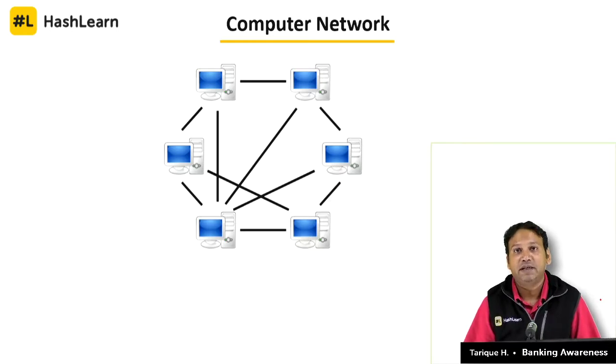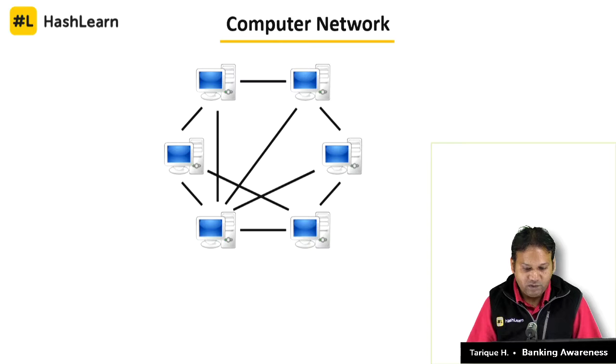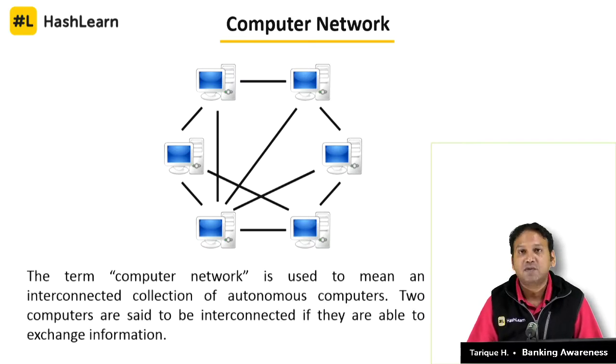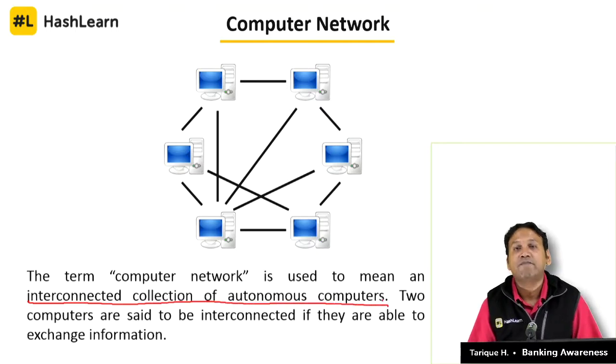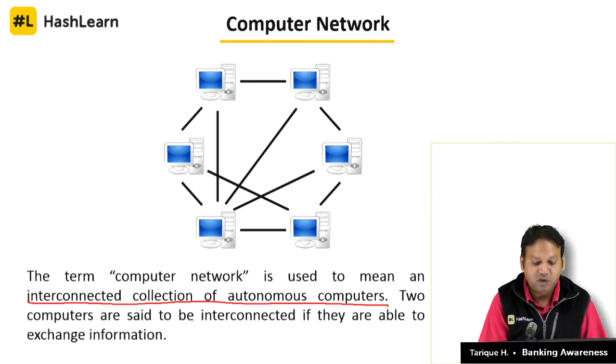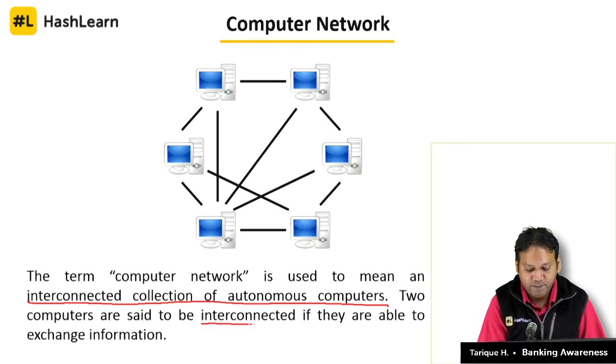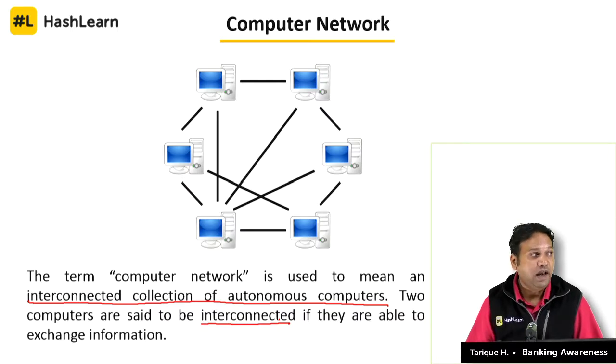And to also communicate. As I discussed earlier, when the internet started as ARPANET, basically what was ARPANET? It was a system of computers connected with each other, right? And that is what we mean by a computer network. A network is used to mean an interconnected collection of autonomous computers. Stand-alone computers are there and they have been connected together, then they are said to be a computer network, and two computers are said to be interconnected if they are able to exchange information.